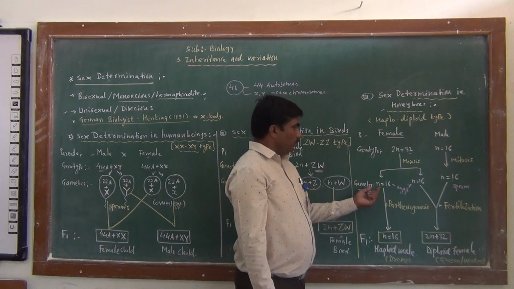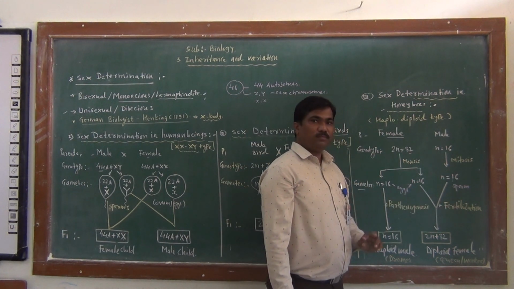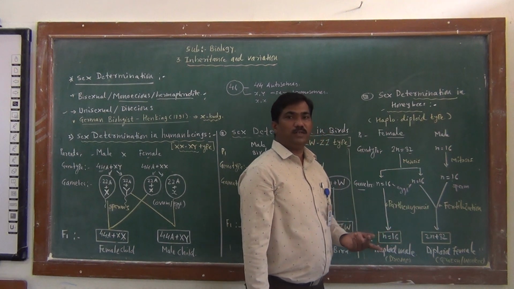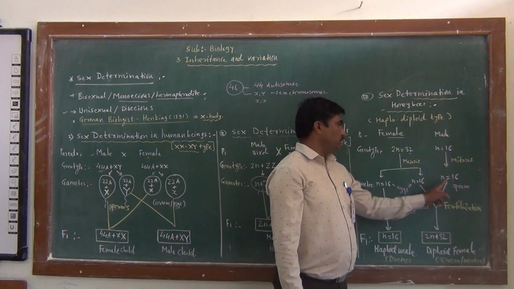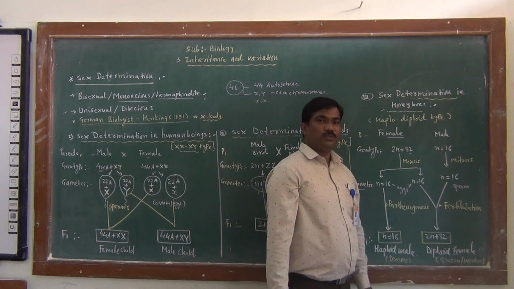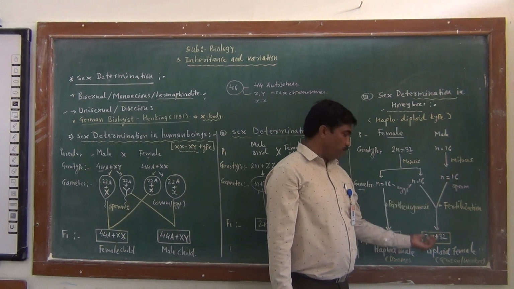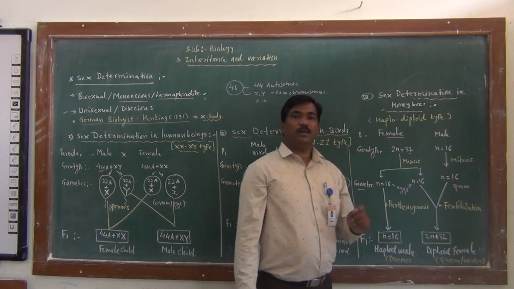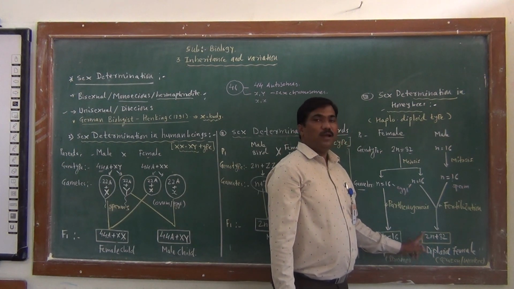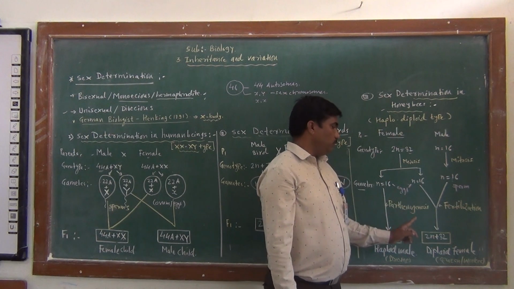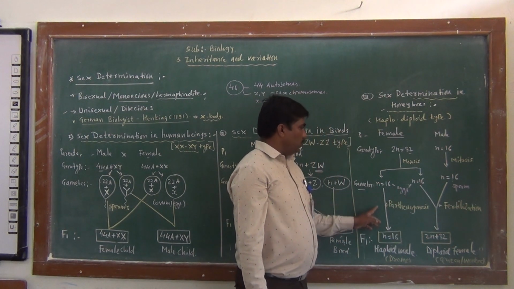Okay. Then, if the egg is fertilized with the sperm, the diploid condition is restored. So 16 plus 16 gives 2n equal to 32. And these individuals are diploid, and they develop into the diploid female.